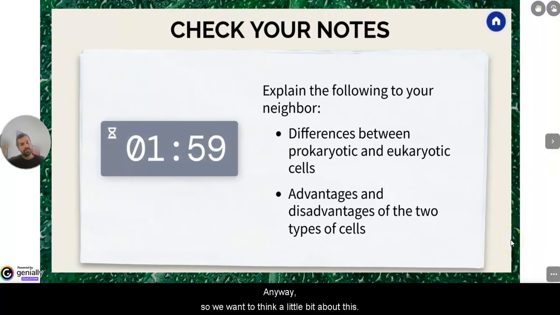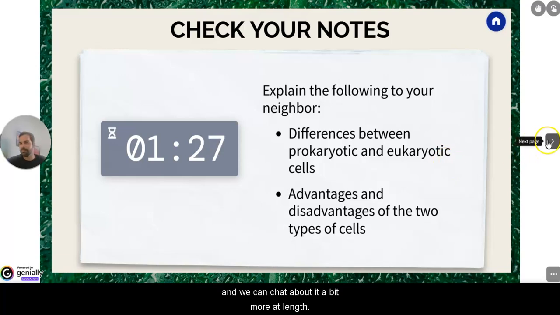Anyway, we want to think a little bit about this. We talked about the differences between the prokaryotic and the eukaryotic cells. We also want to think about what the disadvantages are to having these different types of cells. What are the potential advantages to being small versus large? I think this is a great thing to bring up in our discussion, and we can chat about it a bit more at length.